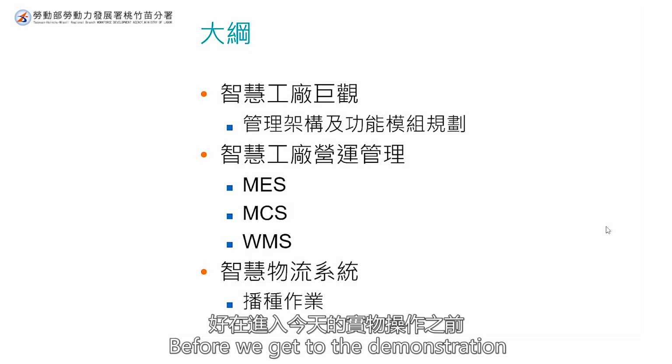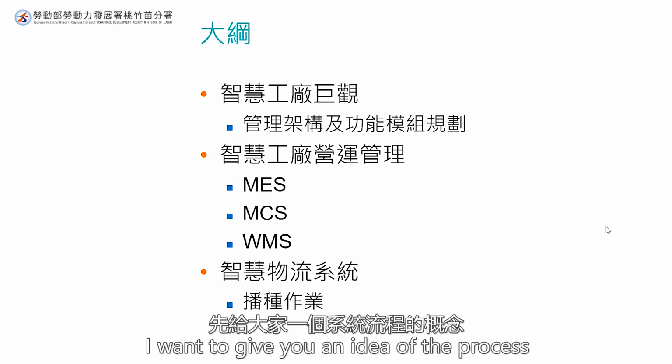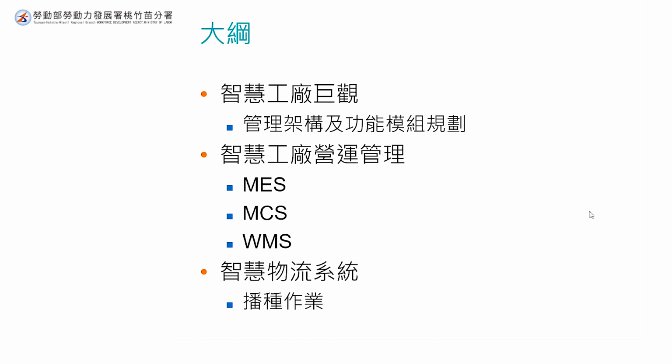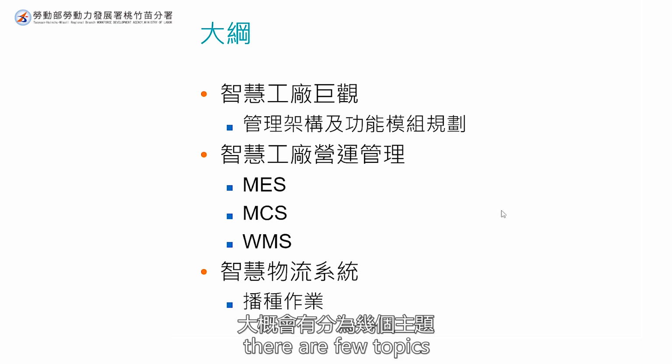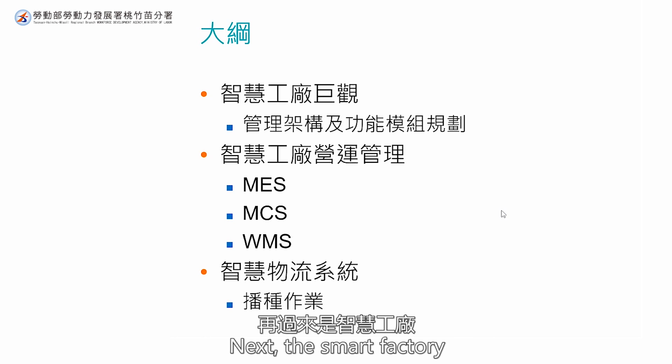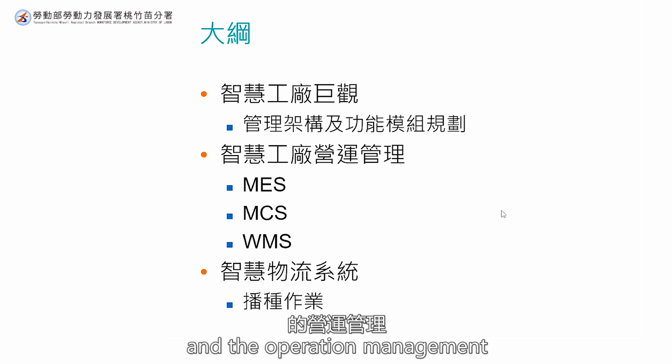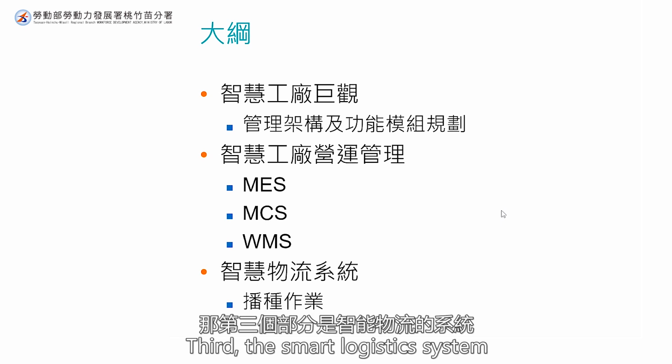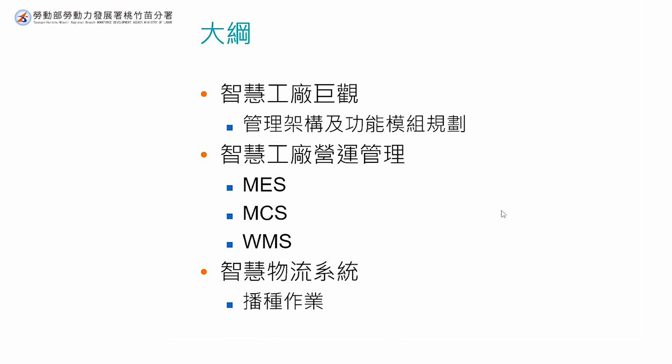Before we get to the demonstration, I want to give you an idea of the process. In my outline, there are a few topics. First is the overview of the smart factory. Next, the smart factory and operation management. Third, the smart logistics system.